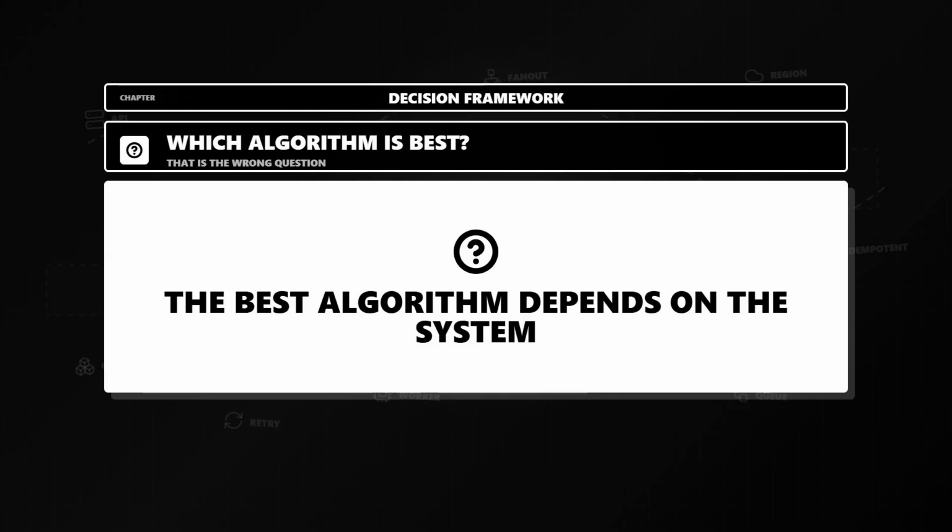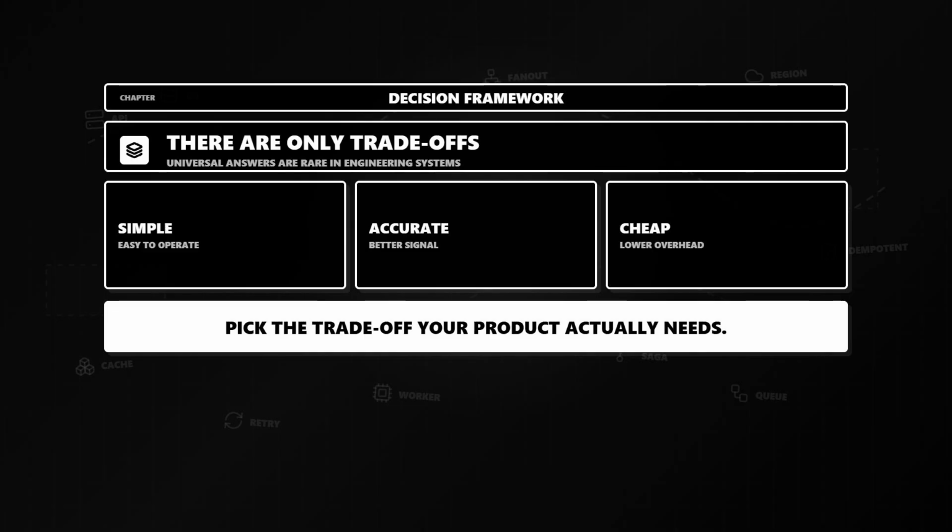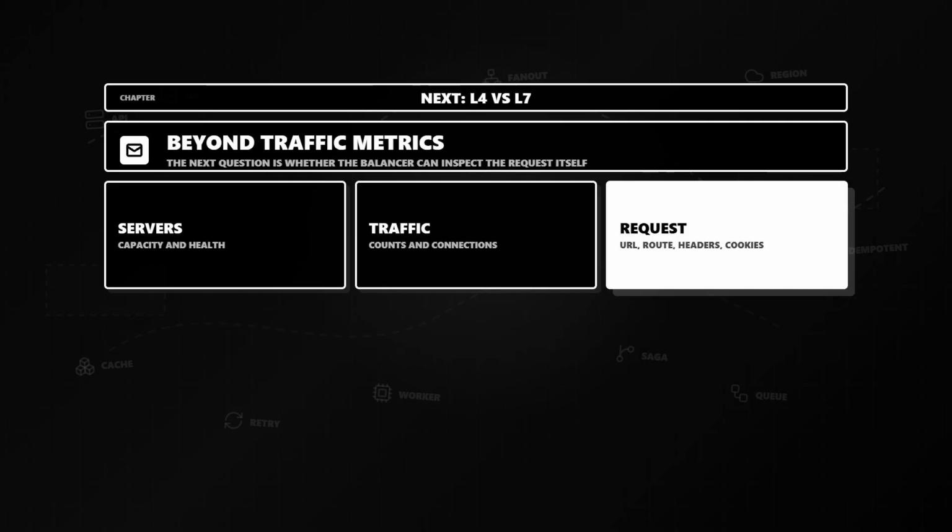So, which algorithm is best? That's actually the wrong question. Every algorithm optimizes for something different. Round robin optimizes for simplicity. Weighted round robin optimizes for unequal hardware. Least connections optimizes for workload distribution. Least response time optimizes for performance. Random optimizes for low overhead. Hash-based routing optimizes for consistency. The best choice depends entirely on the system you're building, and that's one of the most important lessons in engineering. There are very few universal solutions. There are only trade-offs.